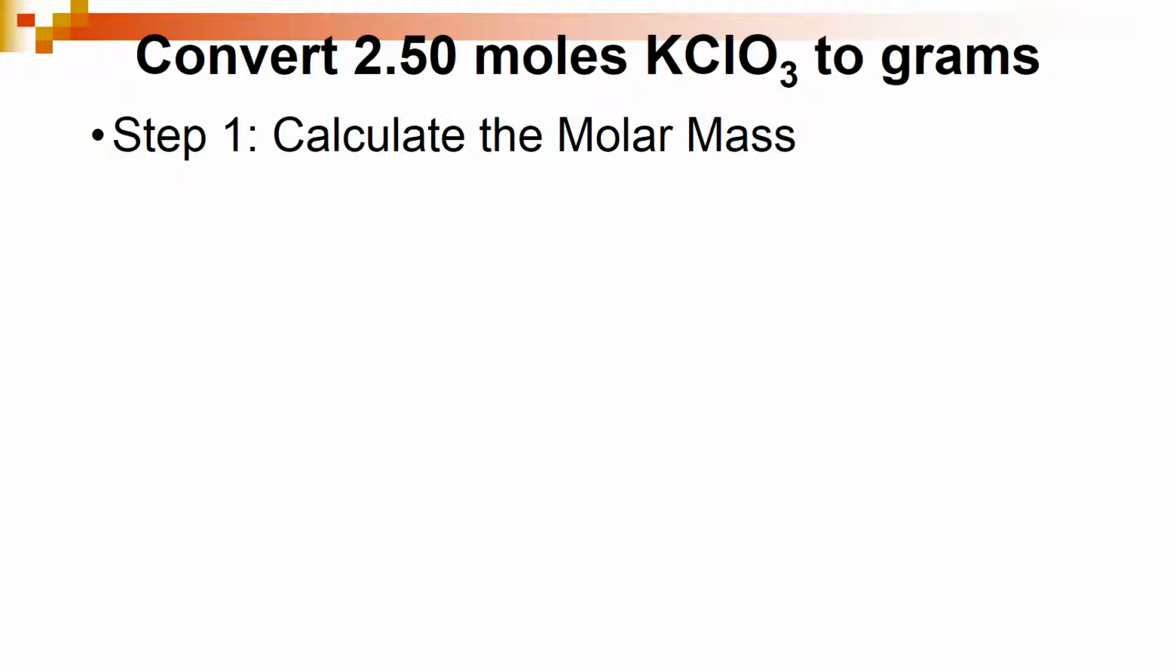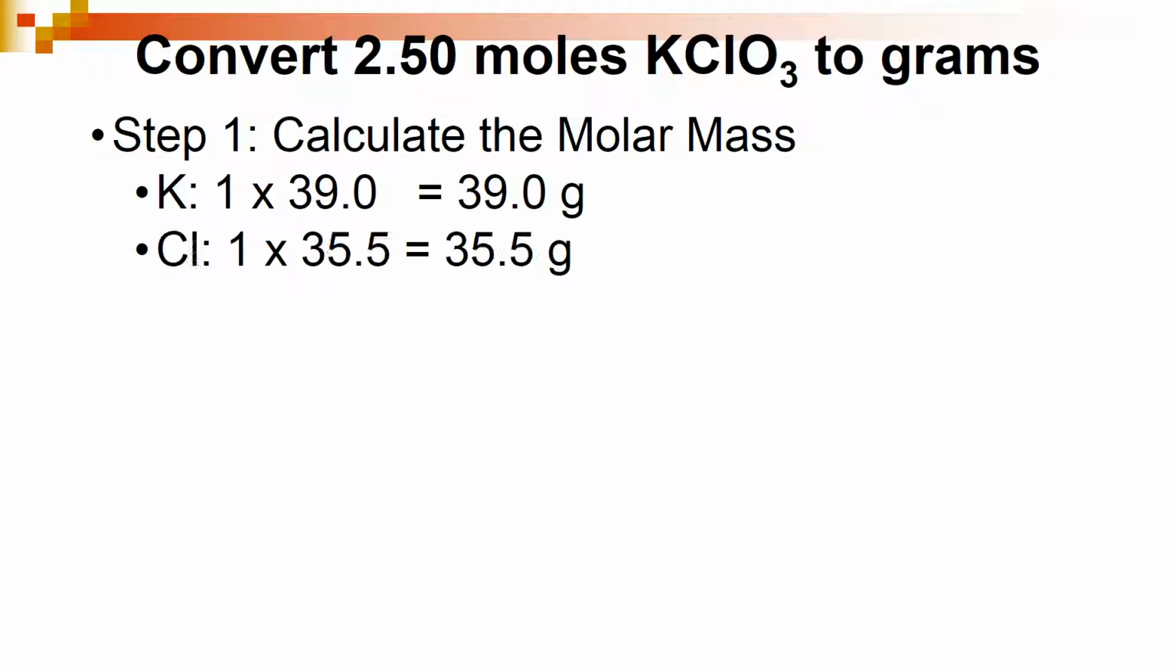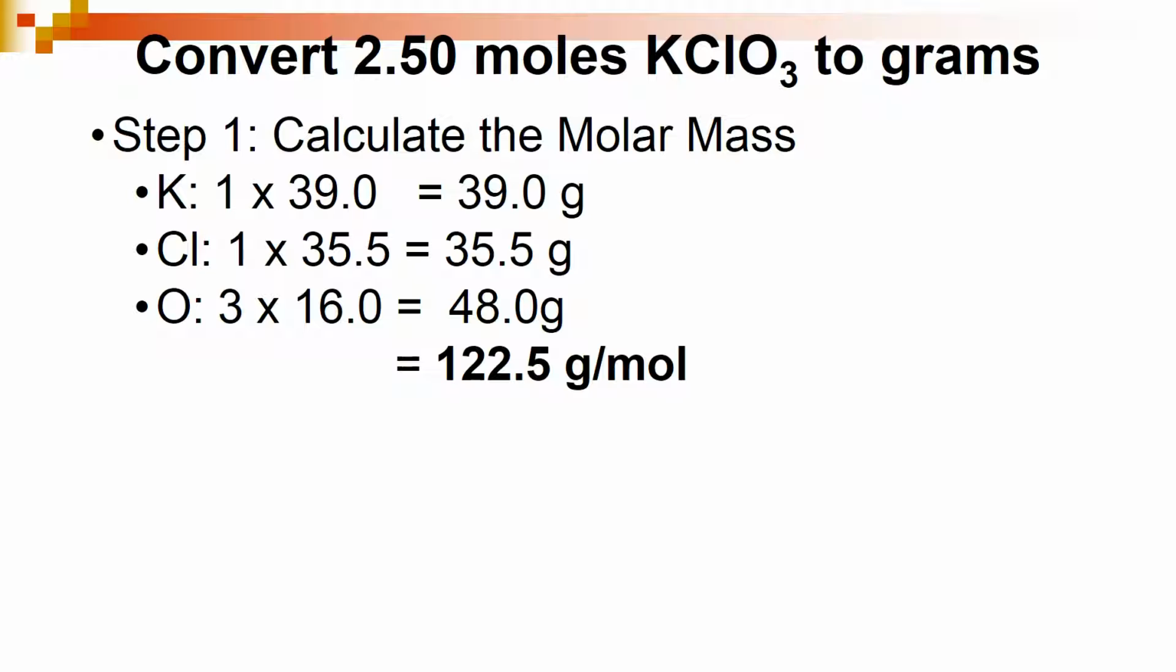Step 1 is still the same. We need to first know the molar mass before we have our conversion factor. So, based on the formula, we have one potassium that has a mass of 39.0 grams, one chlorine that has a rounded mass of 35.5 grams, and three oxygens that have a mass of 16.0, which gives us a total mass of 48.0 grams for oxygen. Adding those three masses together gives us a total molar mass of potassium chlorate of 122.5 grams per mole.